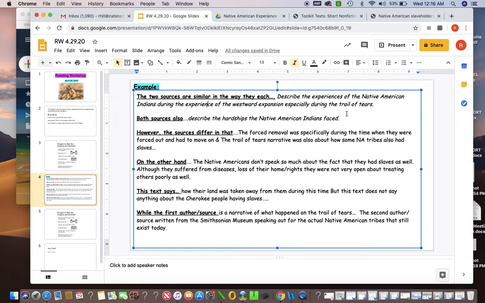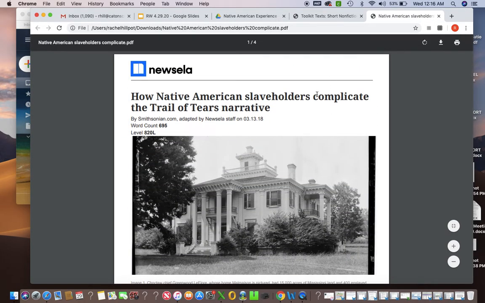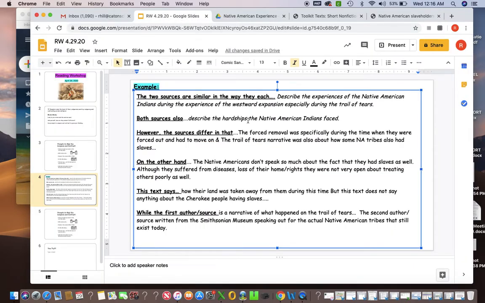However, the sources differ in that the forced removal was specifically during the time when they were forced out and had to move on. And the Trail of Tears narrative was also about how some Native American tribes also had slaves. So that was kind of a different perspective, right? That was something we really didn't know. And I love the title of this article because it says it complicates the Trail of Tears narrative. Learning that information definitely complicates the Trail of Tears narrative because that's not what we were used to hearing.